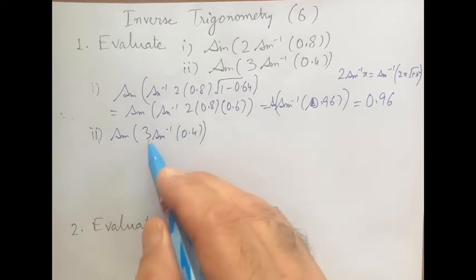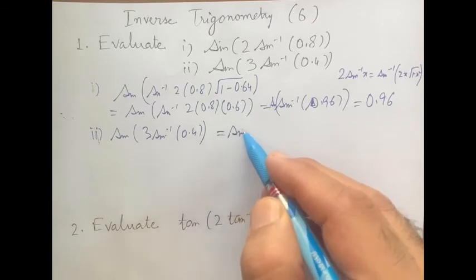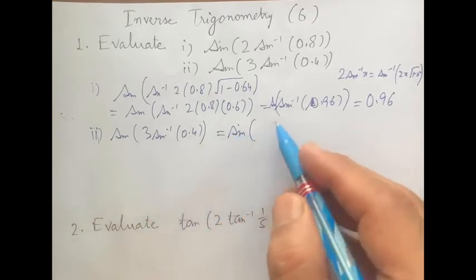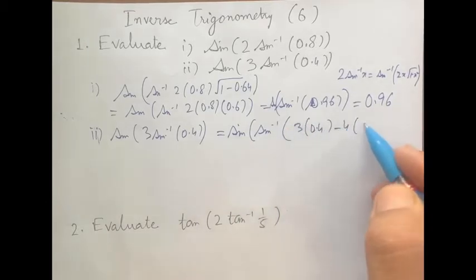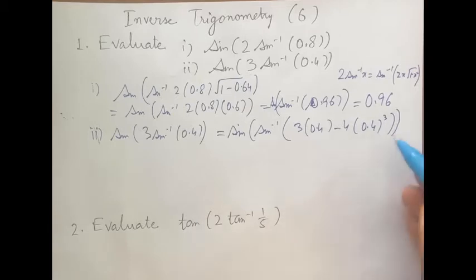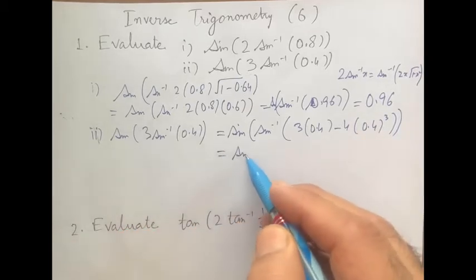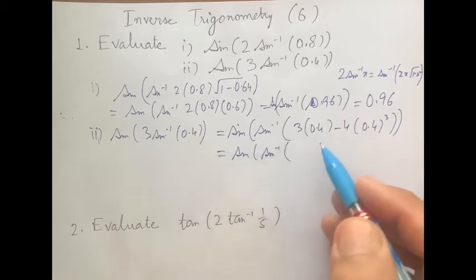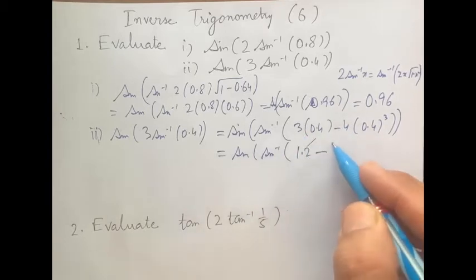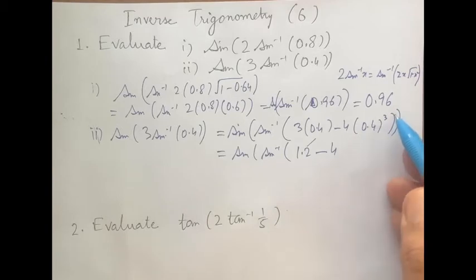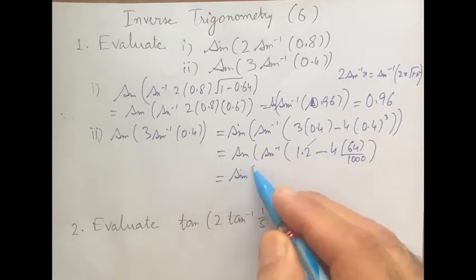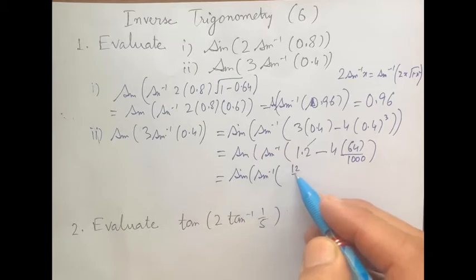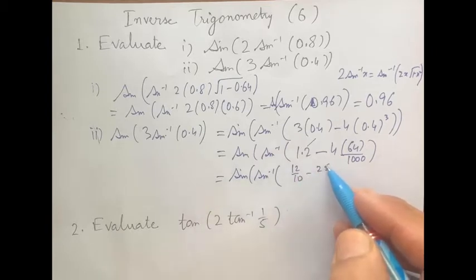Second part, it's sine of 3 sine inverse of 0.4. We know the formula for 3 sine inverse of x. So this is sine outside. 3 sine inverse of x is sine inverse of 3 into x minus 4 into x cube. This is sine inverse of 3 into 0.4, which is 1.2, minus 4 into 4 by 10 whole cube. 4 cube is 64 upon 10 cube is 1000. So this is sine inverse of 12 by 10 minus 256 by 1000.